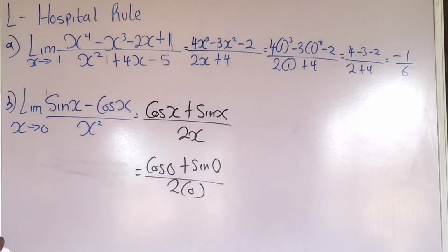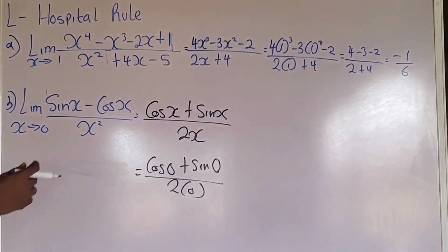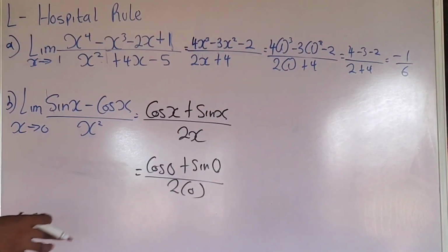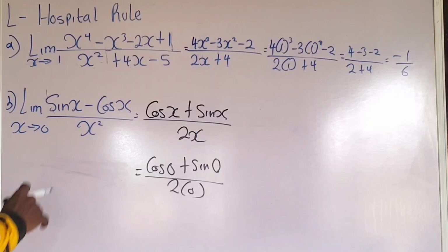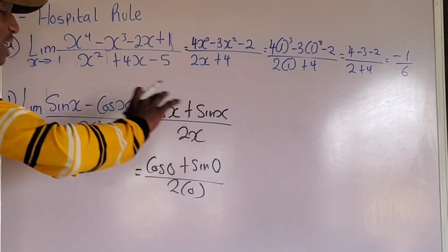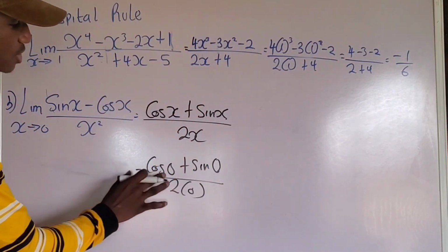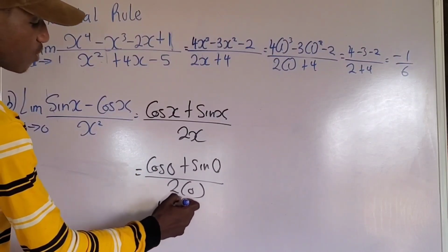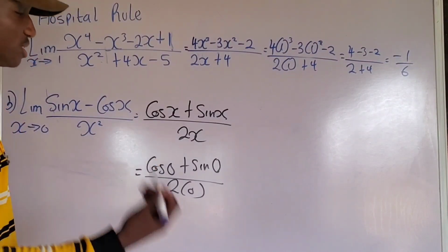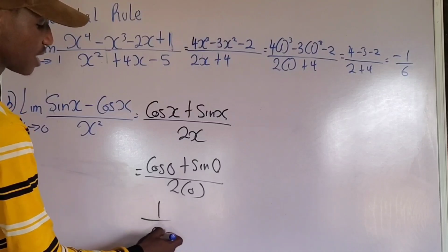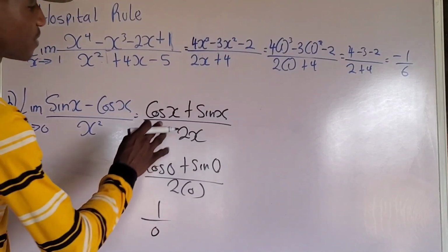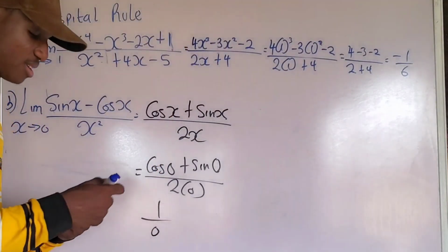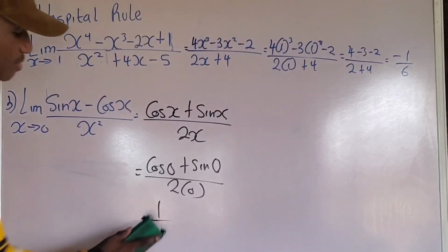Listen to the explanation again. See, when I first substitute the value of x as 0, I didn't arrive at an answer. So I differentiate this function, I got this. Then when I substitute the value of x as 0 again, I have cos 0 plus sin 0 all over 2 multiplied by 0. Cos 0 will give me 1. 1 plus sin 0. Sin 0 will give us what? 0. So I'm going to have 1 all over 0. You can see now. So we still have to differentiate this function again, okay?